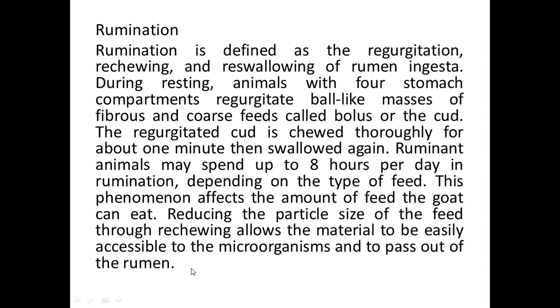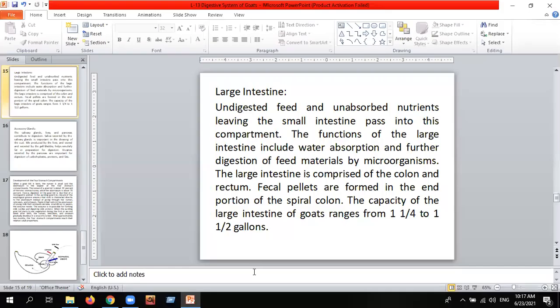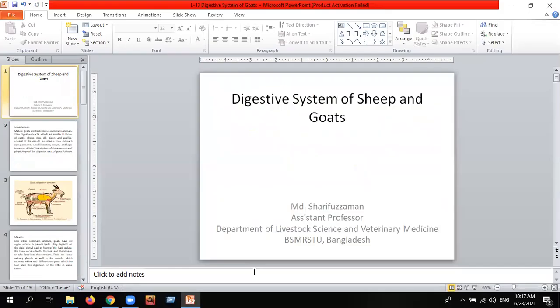Through rechewing, the feed materials become even smaller in size. The smaller the feed particles, the more the surface area increases, and the more the surface area increases, the more easily the microorganisms can access them to absorb nutrients, and they also easily pass out of the rumen because of their smaller size. And this is all about the lecture, the digestive system of goat and sheep.